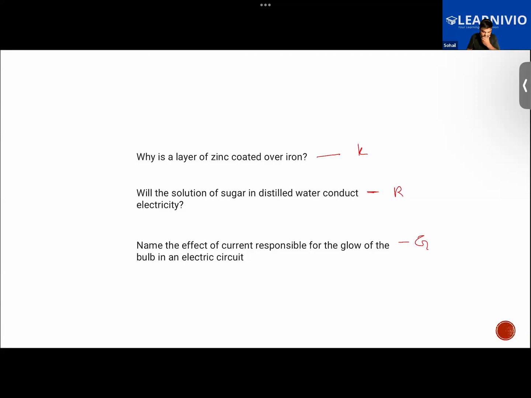Yes, one of you start answering. Sir, the answer to the third one is heating effect. Exactly, that is heating effect. Very good. Sir, I'm not sure. No worries, go on. Like, I don't know the answer. Okay, you don't know the answer for the first one. By the way, Roni, your answer is correct. That's good.